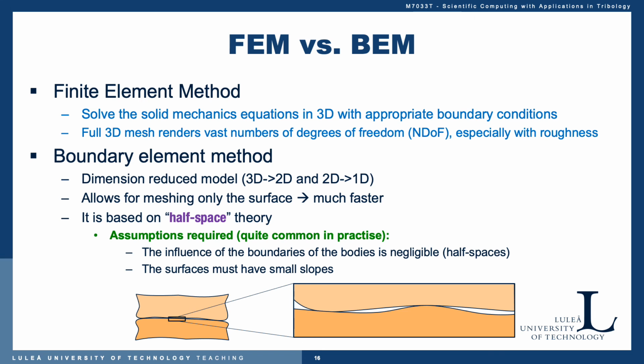Then one has to remember that when we visualize surface roughness, we typically blow up the height scale 1,000 times or so to see the roughness itself, and it is actually quite smooth. The slopes are quite small for typical engineering surfaces.